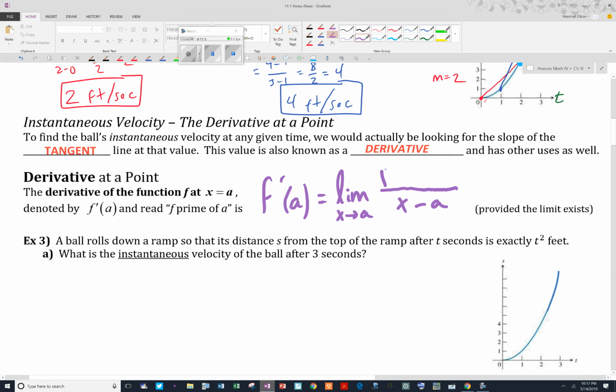So what we're saying is, let's let x get really, really close to A. Now let's say x actually equals A. Well, can we put a value of A in for that x right there? No, we can't, because then we get 0 in the denominator. That's why we have to have limits. We have to let x approach A, and as long as the limit exists, we'll be able to find the derivative at that point, which is also the slope of the tangent line at that point.